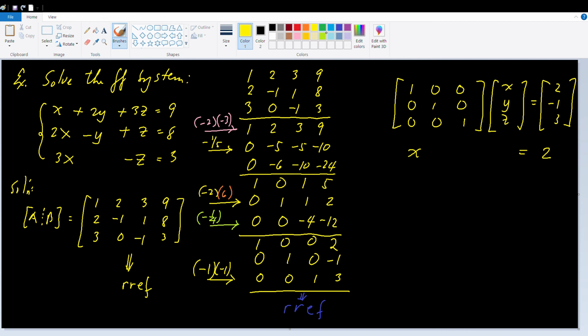Then, second row, multiplied again to X, Y, Z. 0 times X, 1 times Y, 0 times Z will give us Y. And that is equal to negative 1. Finally, third row multiplied to x, y, z. 0 times x, 0 times y, 1 times z will just give us z equal to 3. So our x is 2, our y is negative 1, and z equal to 3.